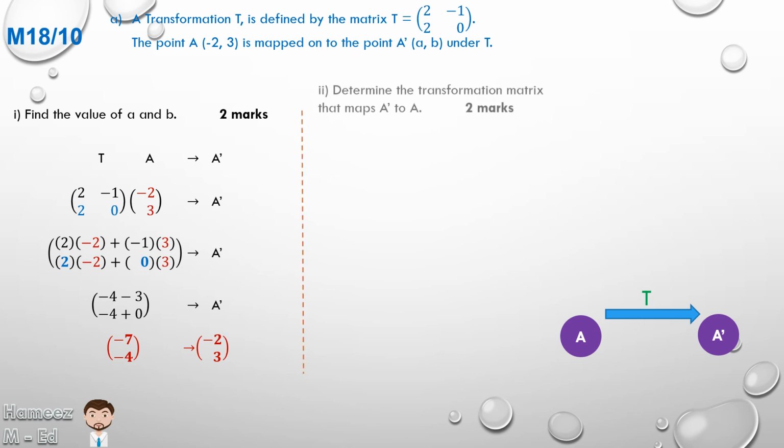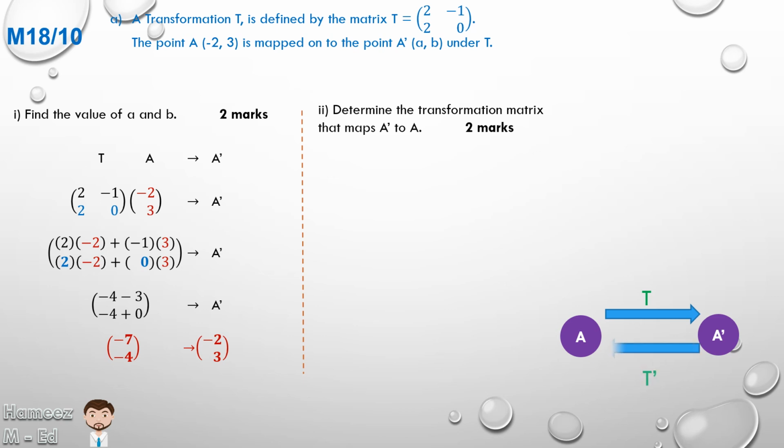Part 2. Determine the transformation matrix that maps A prime to A. So we want to go in the opposite direction. So we know T mapped A onto A prime, and if we want to go backwards from A prime to A, we want to get the opposite of T, or T inverse.